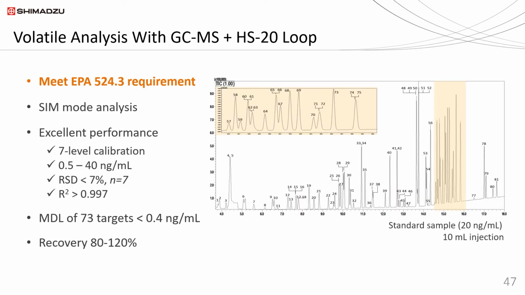When the HS20 is used under loop mode, SIM mode analysis should be used to meet the requirement of EPA method 524. Similarly, all volatile compounds can be detected with excellent calibration linearity and with RSD of less than 7%. The method detection limit for 73 targets is less than 0.4 ppb, while the recovery is between 80 to 120%.